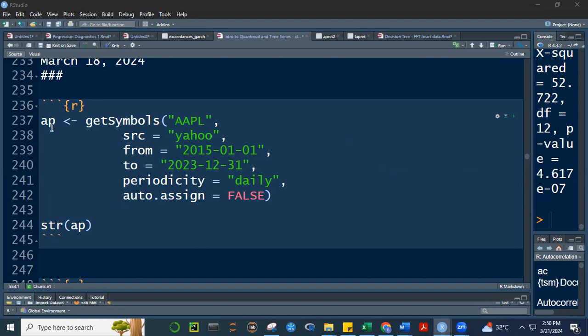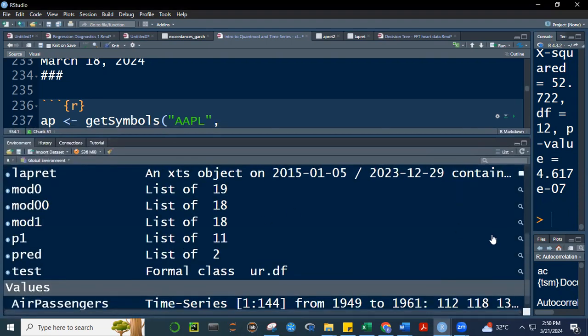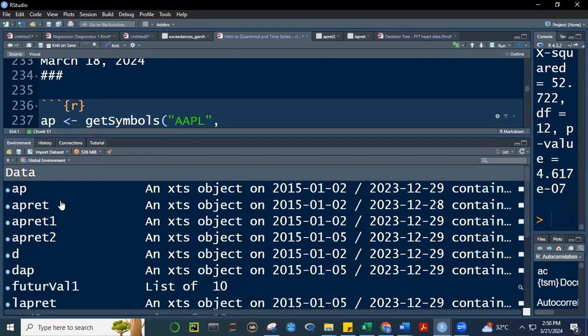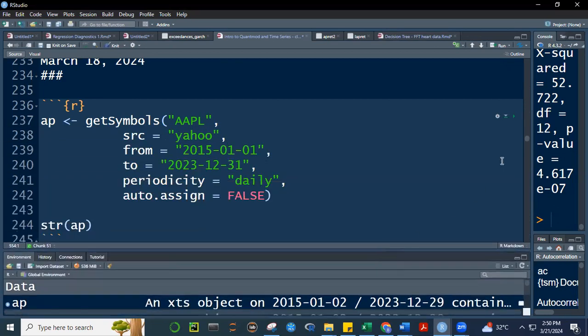We created last time an object called AP, and we used the quantmod package, in particular, the getSymbols function. These were the parameters that we used. Okay, and I already have that object. So let me just check here. It's here, AP. So it's an xts object, extensible time series object.